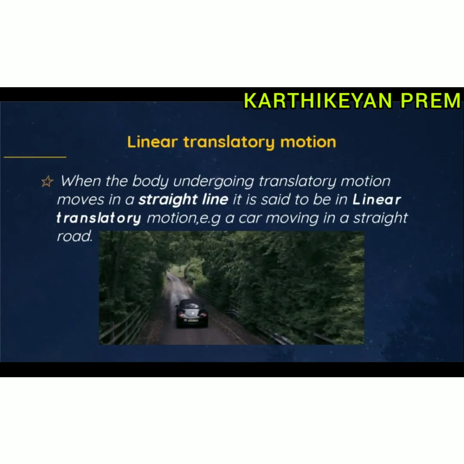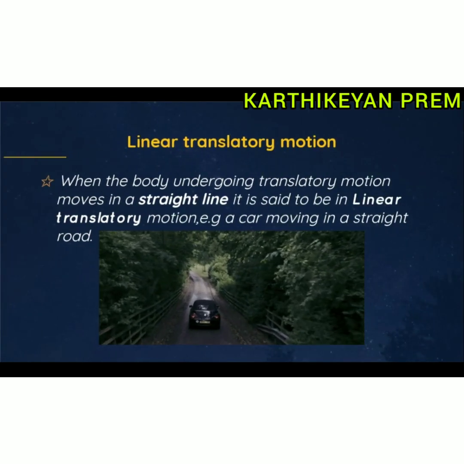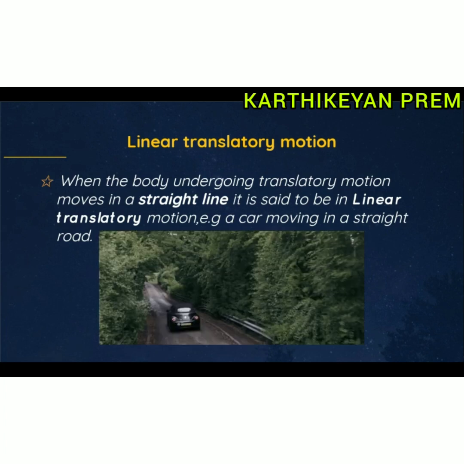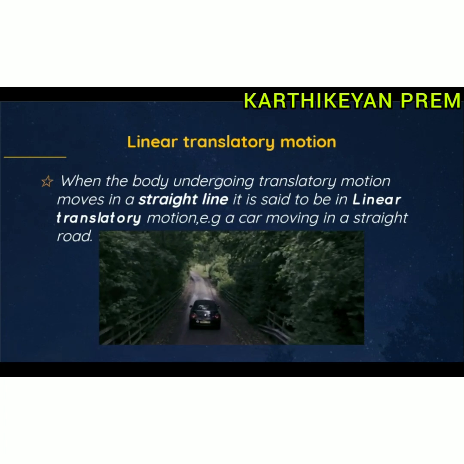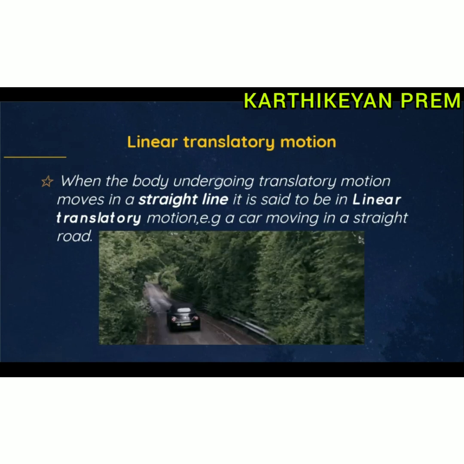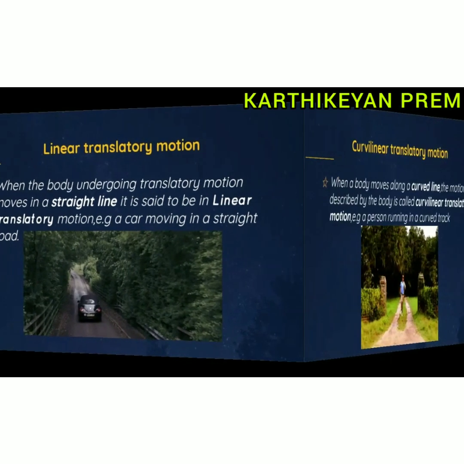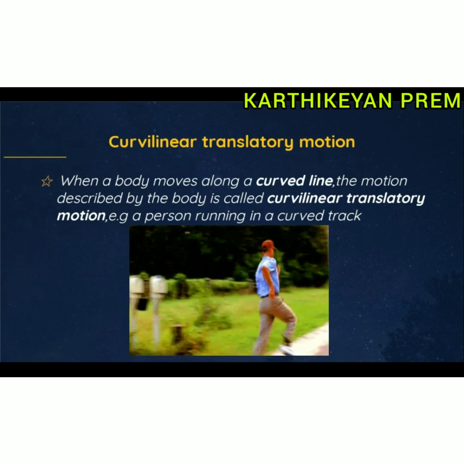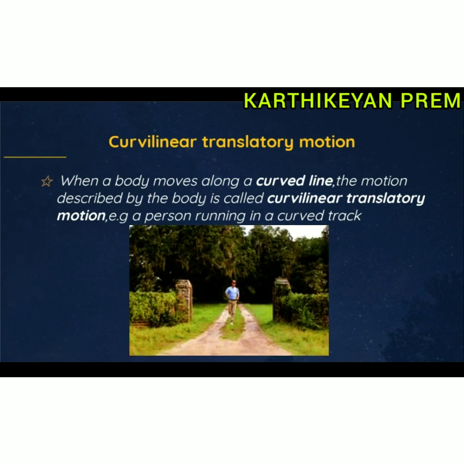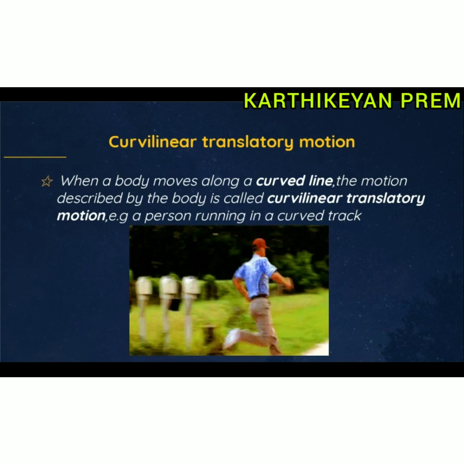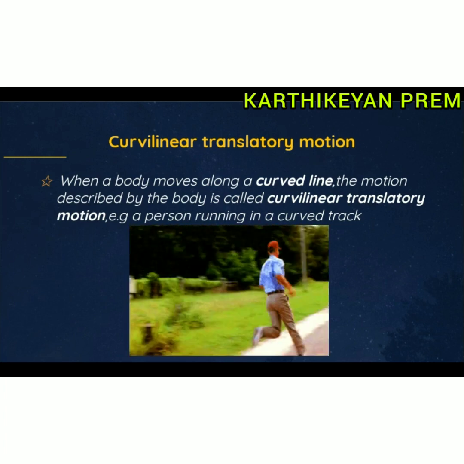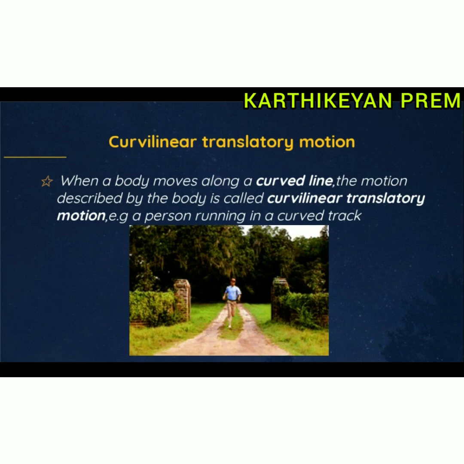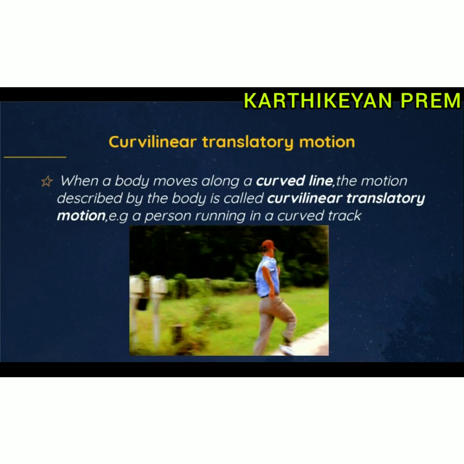Linear translatory motion: when the body undergoing translatory motion moves in a straight line, it is said to be in linear translatory motion. Example, a car moving on a straight road. Curvilinear translatory motion: when a body moves along a curved line, the motion described by the body is called curvilinear translatory motion. Example, a person running on a curved track.